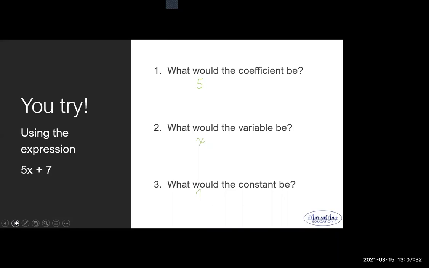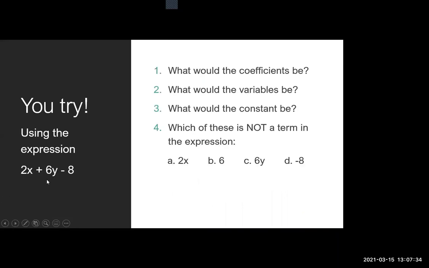Let's go one step further. A little bit harder expression this time. A little harder expression this time. 2x plus 6y minus 8. So number 1, what would the coefficients be? Coefficients are numbers in front of variables. What are the coefficients? And it's plural because there's 2 of them. That's right. 2 and 6.